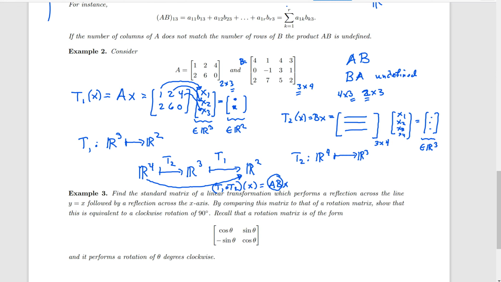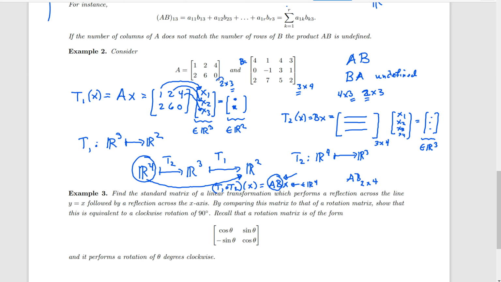Okay, so let me erase all this and let's try to calculate, and maybe let's talk about the dimension of AB. AB is taking a vector in R4. So X is in R4 here, so it needs to have four columns, and it's outputting something in R2, so it's going to have 2 rows. So it's going to be 2 by 4.